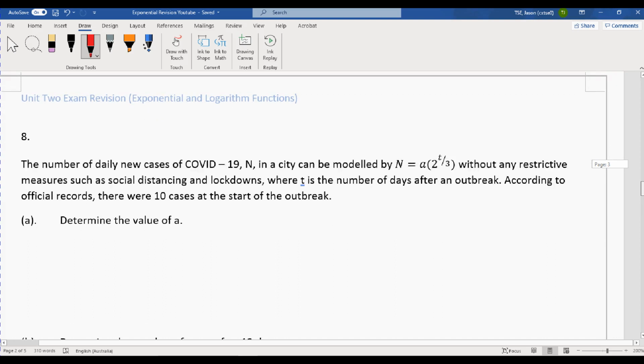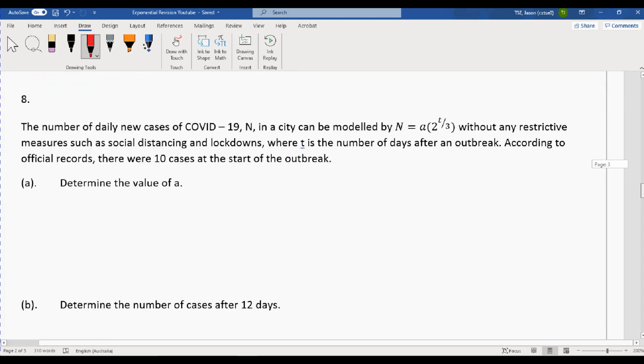Okay, so next question. Remember, we are still in paper 1, so you can't use calculator, right? So next question is about COVID, new cases. For those modeling questions, it's really important for you to get the definition for those dependent and independent variable. In this case, obviously this n is our dependent variable and this t is our independent variable. You see another a there, which should be just a parameter.